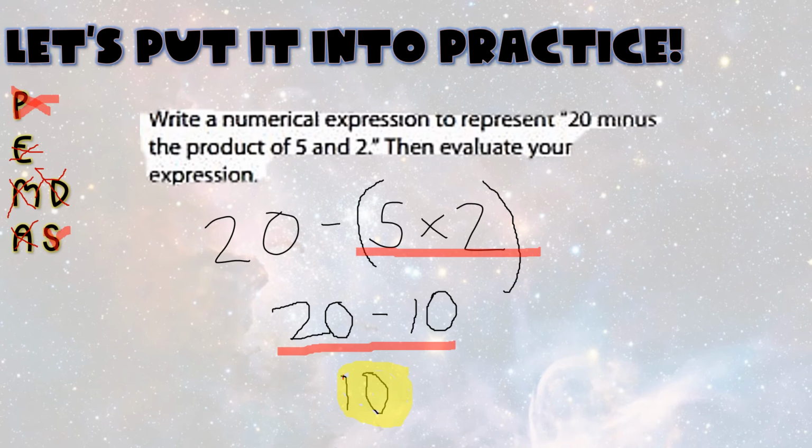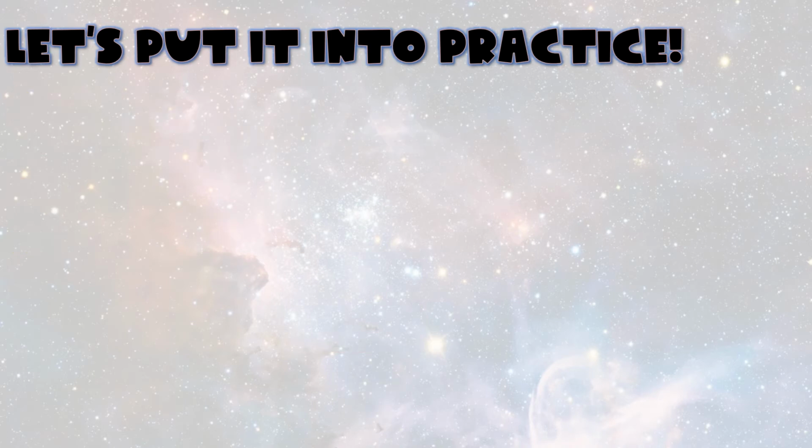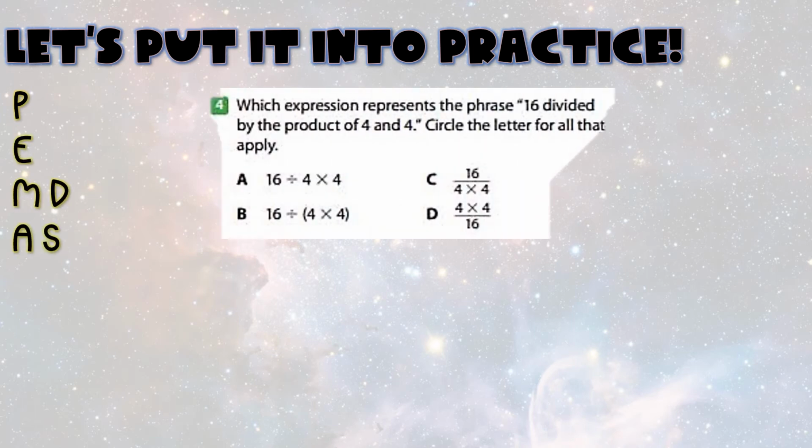Let's do another example. Whenever you're working on this unit, you might see some problems that give you some choices, like this one. It says, which expression represents the phrase 16 divided by the product of 4 and 4? And it's important to note that it wants you to circle all that apply. So it could be more than just one answer. So it might mean that you need to work out every single one and see which ones give you the same answer. So let's go ahead and get started.